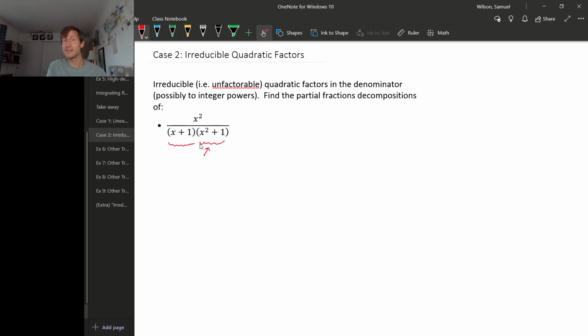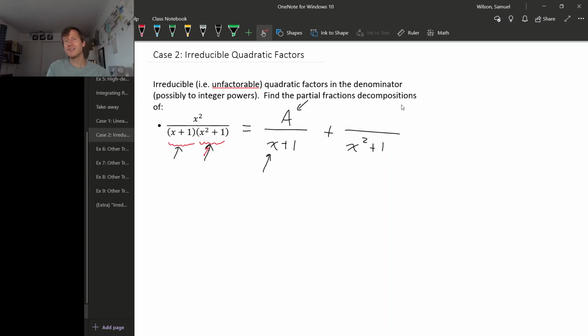So let's have a look at an example like that so we can see how this affects our partial fractions decomposition. Since we have a linear factor, x plus 1, you would expect that we get a term in our decomposition that has x plus 1 in its denominator, and that's true. And then there's some unknown constant in the numerator. But what about the unfactorable quadratic term? Well, you might expect that there is a term in our decomposition that has x squared plus 1 in the denominator, and you'd be right.